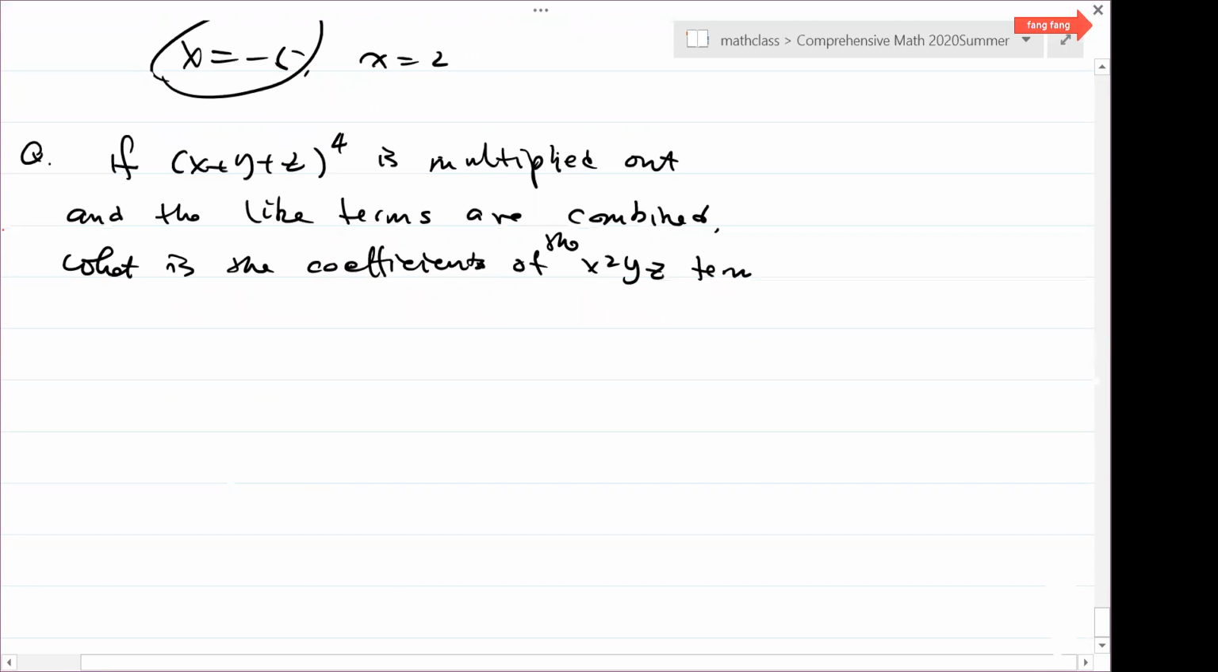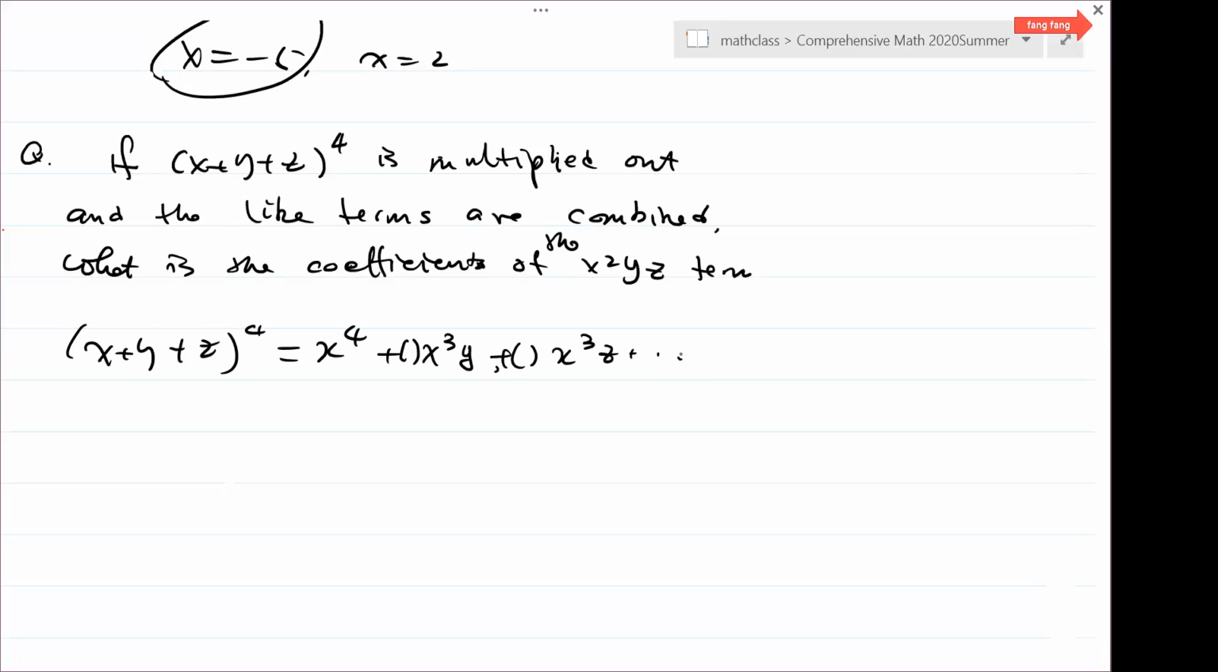Okay, what is the best way to do this? When you multiply this out, you do have terms like that, x squared y, and there are other terms too. You definitely have x to the fourth power, then x cubed y, x cubed z, and some terms contain only two factors. That's too complicated, and there are so many terms. First of all, you would waste lots of time to multiply this out.